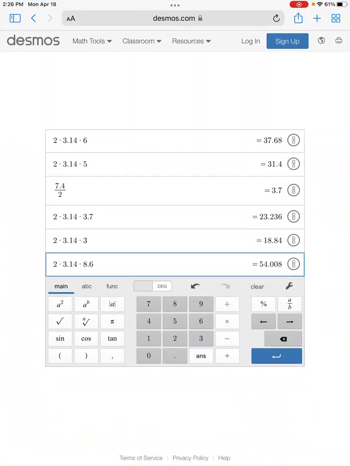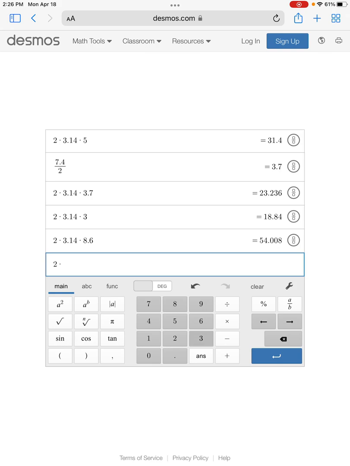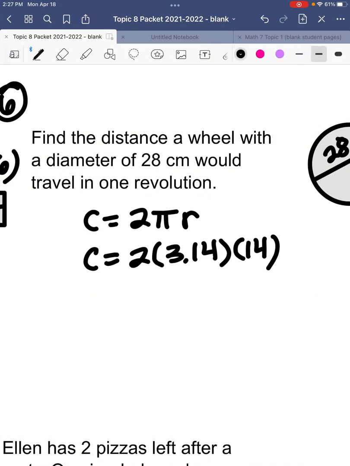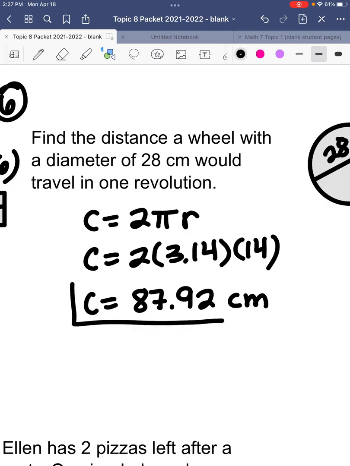So we go back to our calculator. 2 times 3.14 times 14. And I get 87.92. So that right there is my answer. C equals 87.92, and it's centimeters. Don't forget your units.